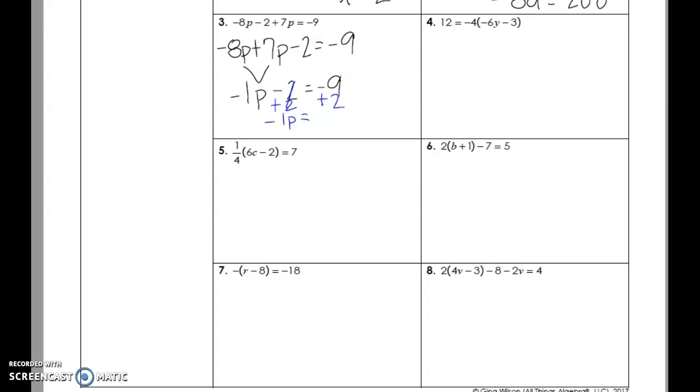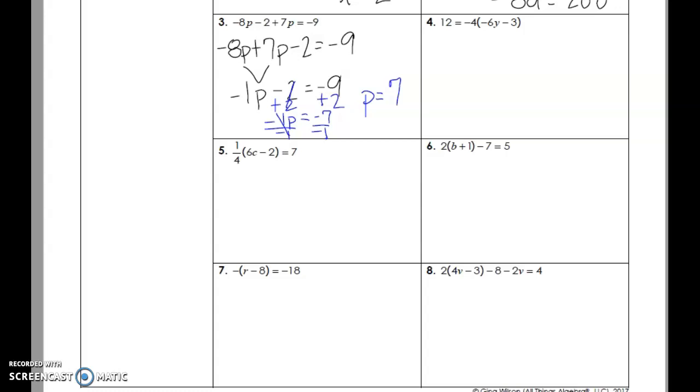Signs are different, so we subtract. 9 minus 2 will leave us with negative 7. The opposite of multiplying by negative 1 is to divide by negative 1. Negative 7 divided by negative 1 is positive 7. So p equals 7.